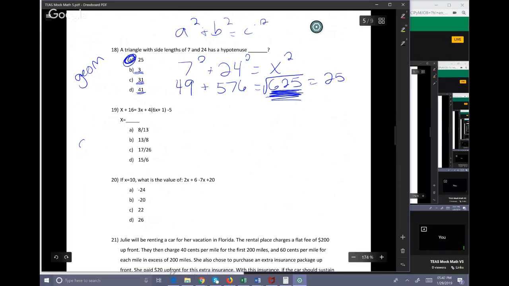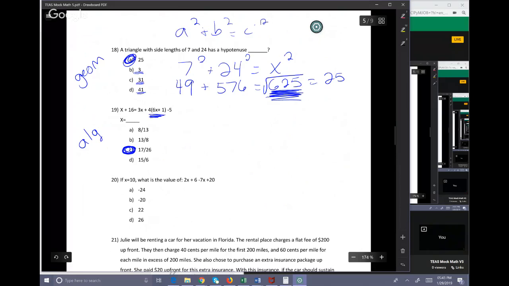19 is algebra. A lot of these algebra ones, I'm just going to fly through and give you the answer. If you have questions on them, go back, work them, let me know. For 19, first you had to distribute here. Then you had to make sure that everybody was back into their original place after the distribution with the appropriate signs. You put all the x's on one side, you put all the numbers on the other side. And what I wound up with every time I solved this was 17 over 26.